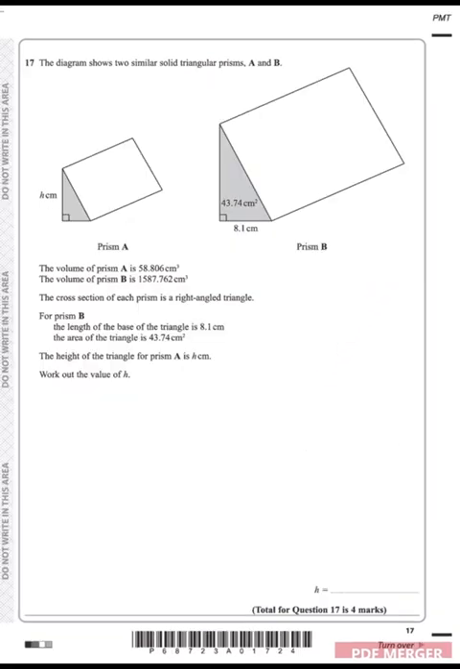The diagram shows two similar solid triangular prisms, A and B. The volume of prism A is 58.806 centimeter cube. The volume of prism B is 1587.762 centimeter cube. The cross section of each prism is a right angle triangle. So these two are the area of cross section labeled in gray. For prism B, the length of the base of the triangle is 8.1 centimeters and the area of the triangle is 43.74 centimeters squared. The height of the triangle for prism A is h centimeters. Work out the value of h, 4 marks.